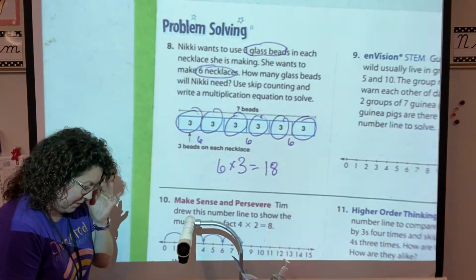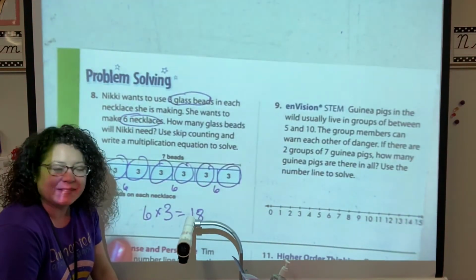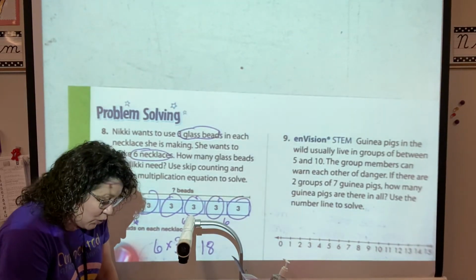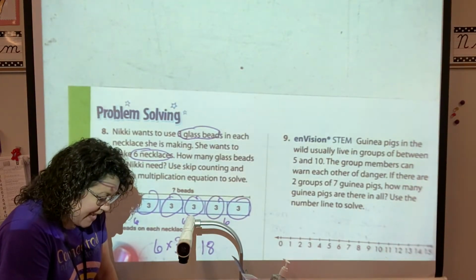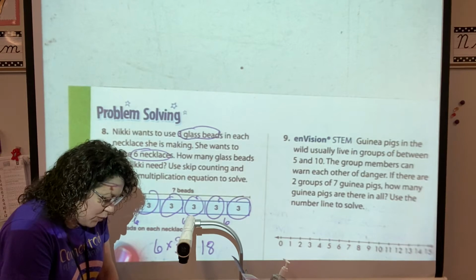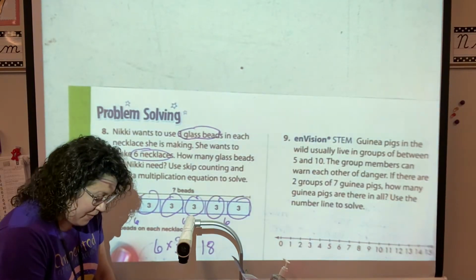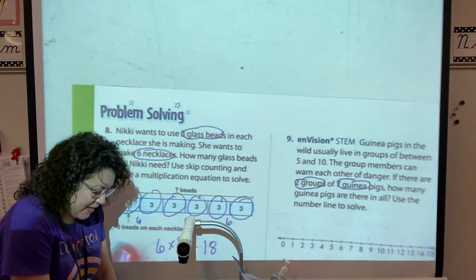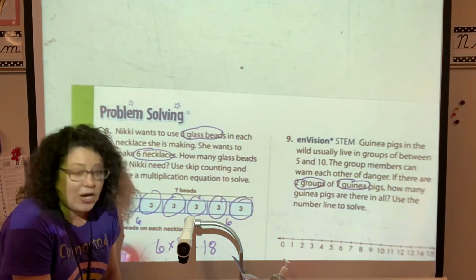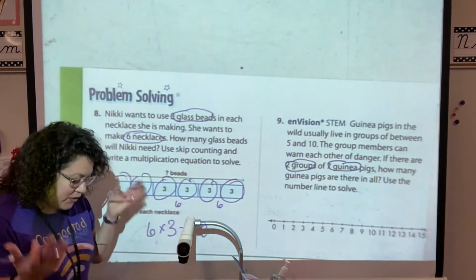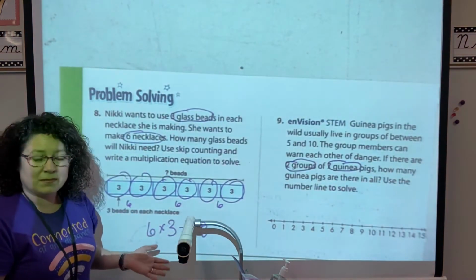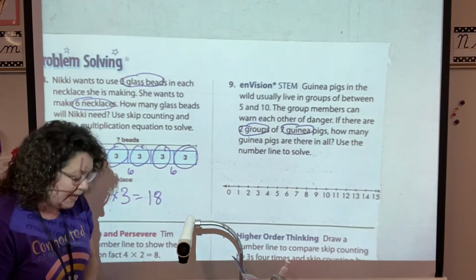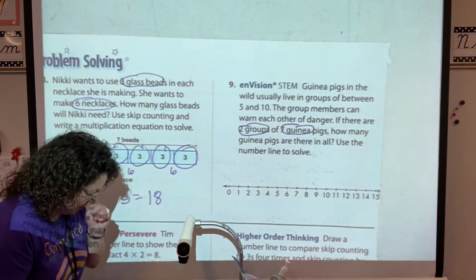Okay. Let's look at number 9. Guinea pigs in the wild usually live in groups of between 5 and 10. The group members can warn each other of danger. If there are 2 groups of 7 guinea pigs, how many guinea pigs are there in all? Use the number line. Well, I already told you the trick, anything times 2 is a double. So you probably already know the answer in your head. But let's use a number line. Again, it's one strategy, okay?